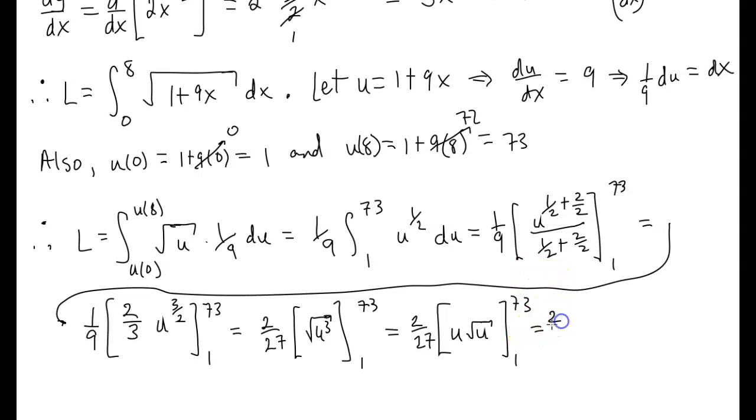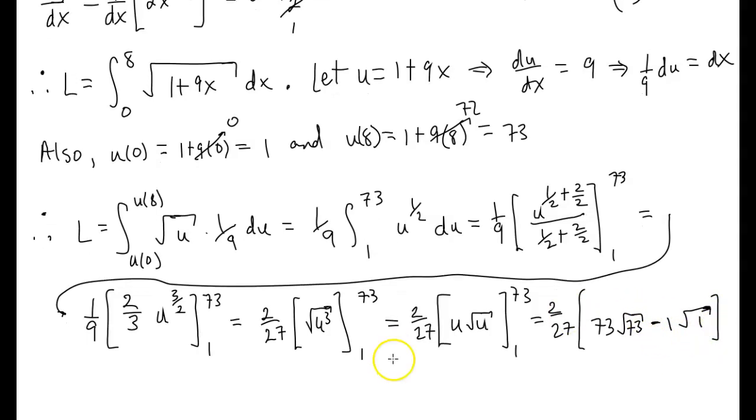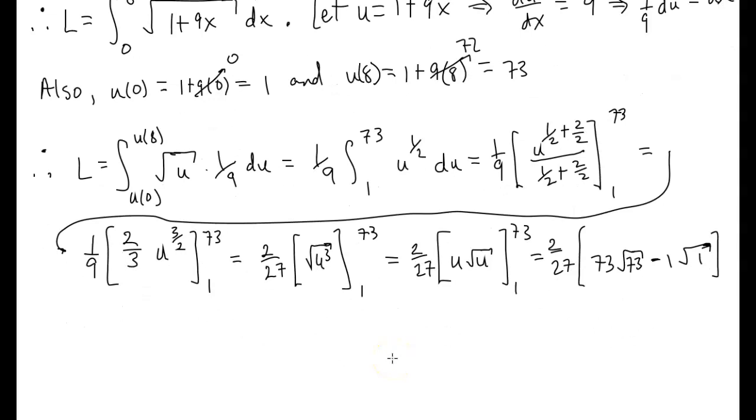So now at this point, I've got 2 over 27, and I'll have 73 times the square root of 73 minus 1 times the square root of 1. All right, and so at this point, we pretty much have the answer here, because we know that 1 times the square root of 1 is just 1. So we'll just say 2 over 27 times 73 times the square root of 73 minus 1.